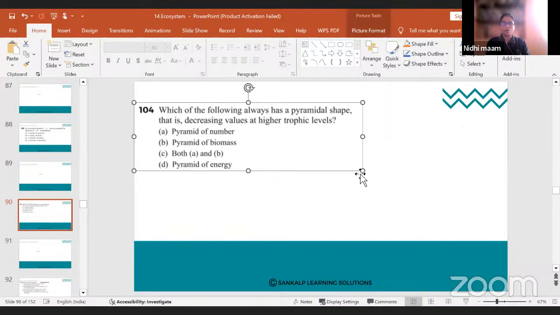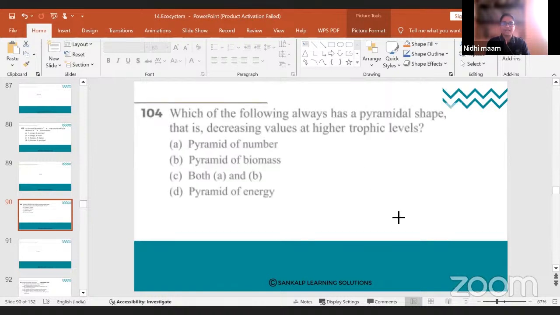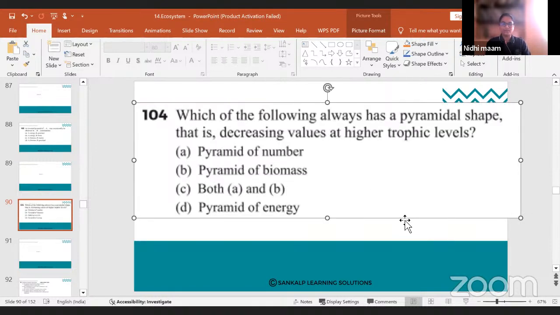So the right answer for this is option C, that is A biomass, B marine. Which of the following always has a pyramid shape, that is decreasing values at higher trophic levels? Pyramid of number, pyramid of biomass, both A and B, pyramid of energy.